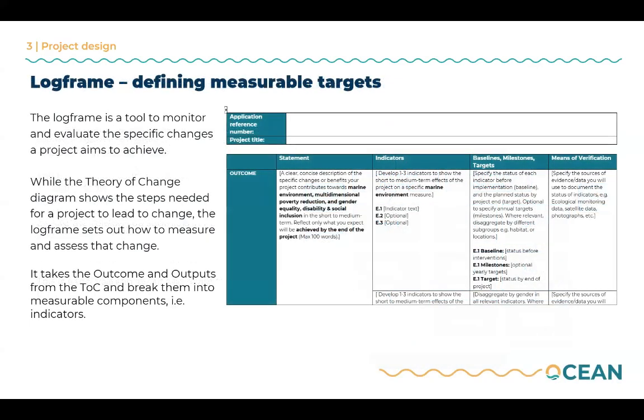Okay, on to the log frame. So we mentioned before, this is the tool for defining your measurable targets. So while the theory of change diagram is showing the steps for the project to lead to change, the log frame is setting out how to measure and assess that change. So it takes the outcome and outputs from the theory of change and then breaks them into the measurable components, which we call indicators.